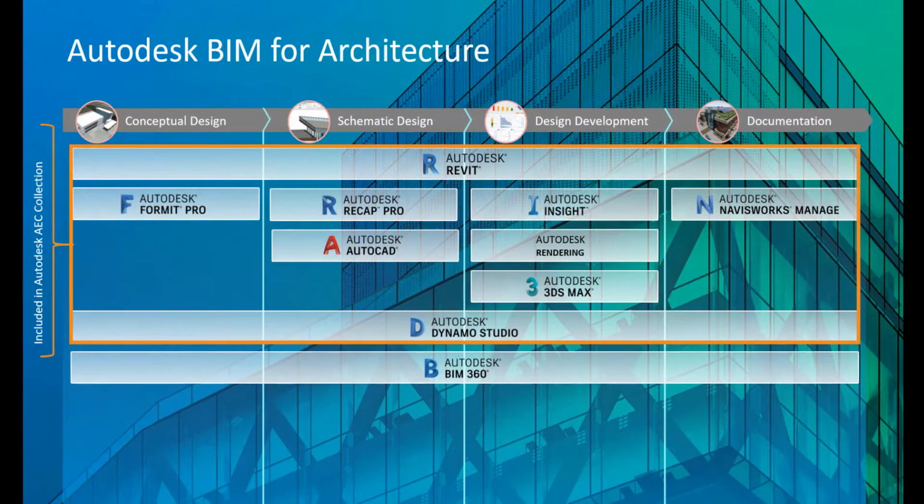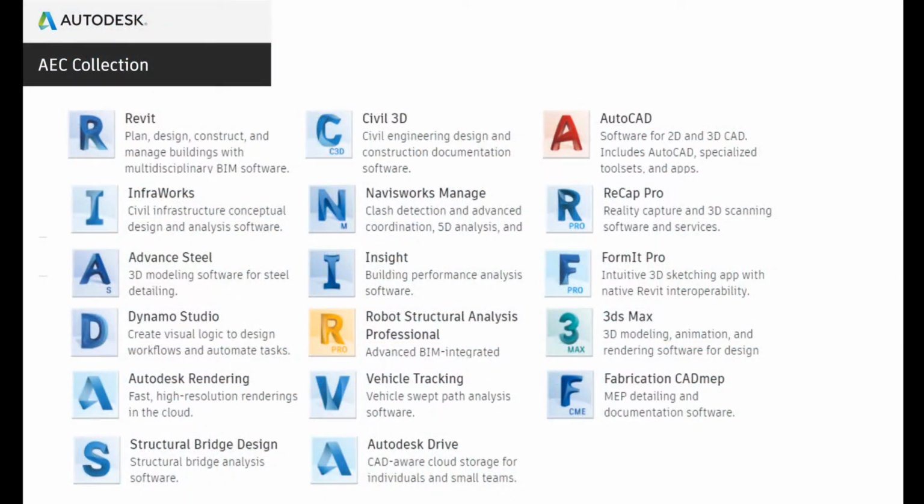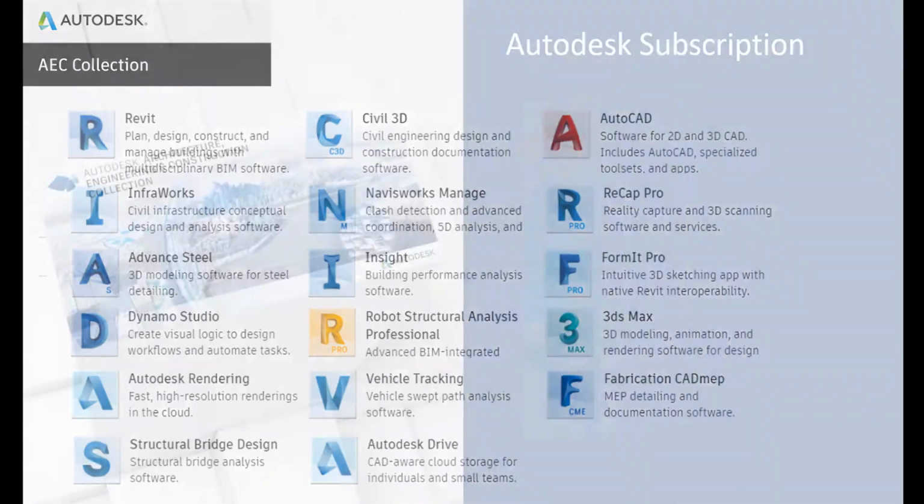Another benefit of the portfolio is the way it can offer access to the tools. The products you see in the top of this slide are all part of a single solution offering called the AEC Collection, and the AEC Collection is the best way to access Autodesk's BIM portfolio. Just to recap on the products within the AEC Collection, you can see there are multiple of them, and you will find the tools suitable for your project and for your business.